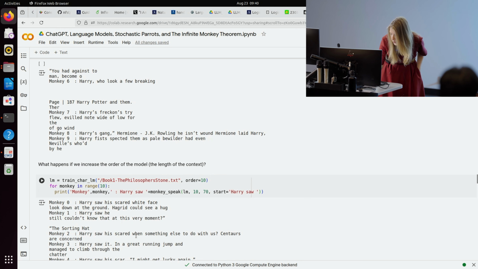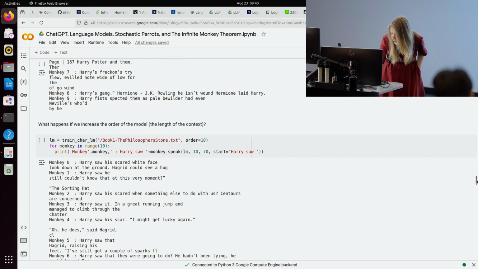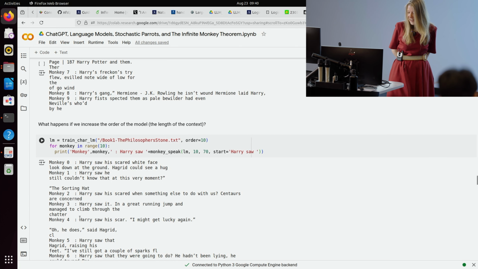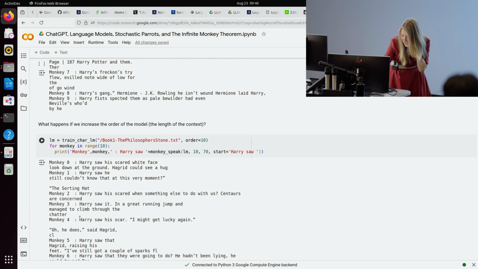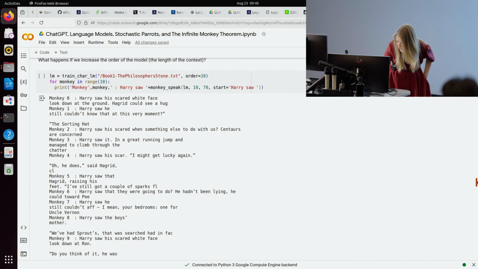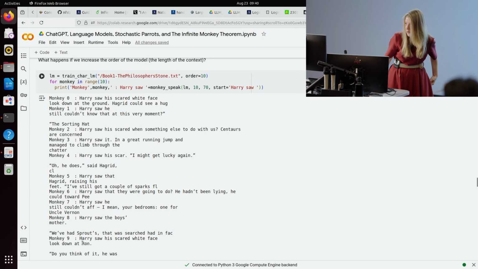Harry saw his skirt when something else to do with us. This is grammatically incorrect. It's sort of like a question. Harry saw it in a great running jump and managed to climb through the chatter. Harry saw, yeah, this is the funniest one. Harry saw his scar. I might get lucky again. So what else? Harry saw that Hagrid is raising its feet. Harry saw he still couldn't F. I'm not sure what that means. Harry saw his scared white face look down at Ron.